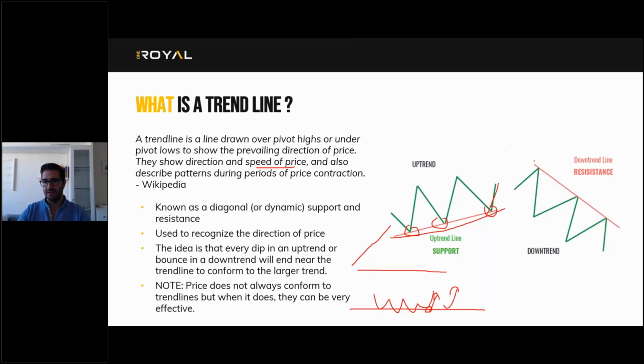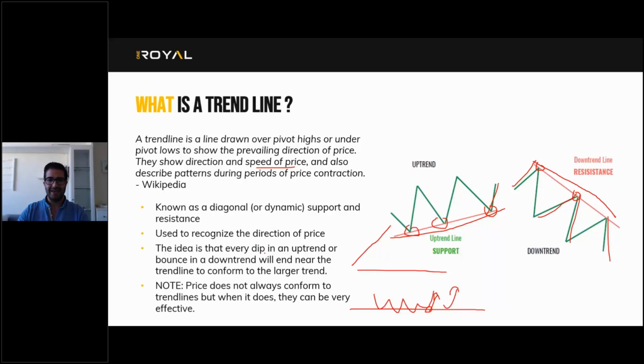Similarly, when it comes to a dynamic resistance line or downtrend line resistance, here every time the market reaches the trend line, it will be rejected to the downside. Okay, so this is why we call it a dynamic or diagonal resistance line or support line. Used to recognize direction of price, we talked about this.